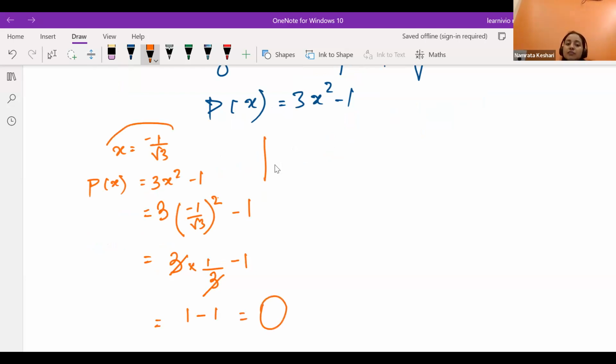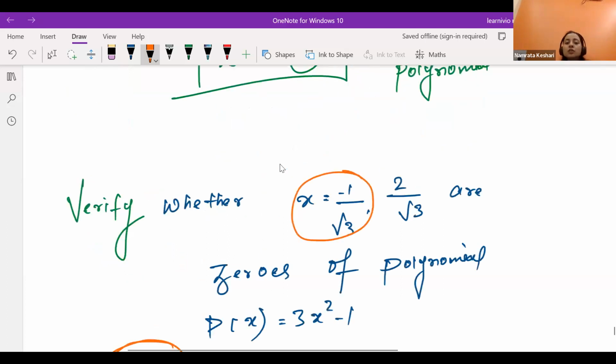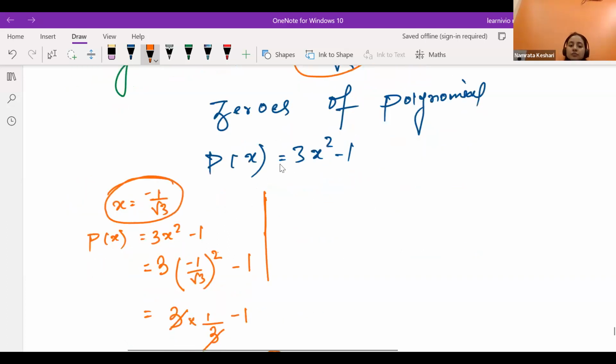Now the x value which we have substituted, is it a zero of this particular polynomial? Yes, it's 0. Okay. Let's check the next value, 2 by root 3. Is that also 0 or not? So for p(x), we have the same polynomial 3x square minus 1. Here we will substitute the x value as 2 by root 3, and we will check whether the final answer is coming out as 0 or not.